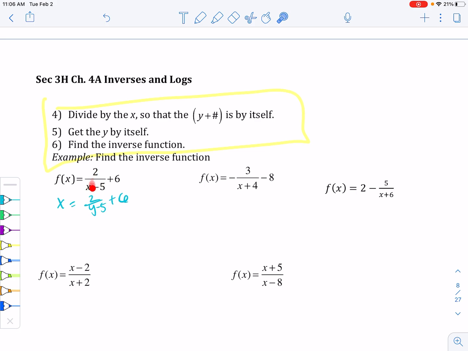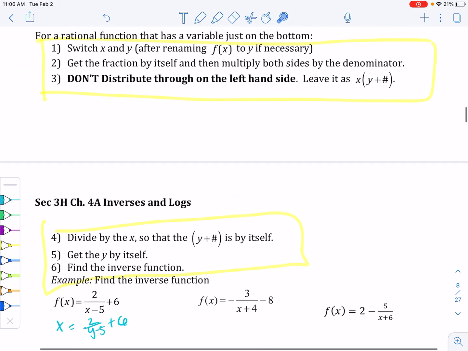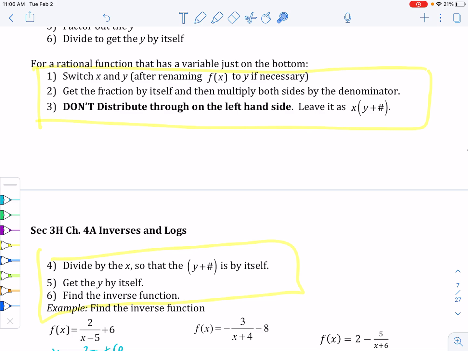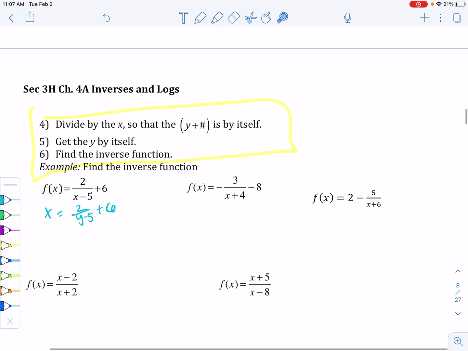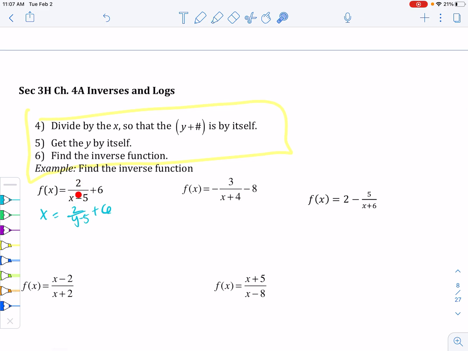So in this case, a rational is a fraction. So you want to get the fraction alone first. So you get that by itself. Okay? So to get the fraction by itself, I need to undo anything outside the fraction. Again, we're going to use the order of operations backwards. So I'm going to subtract 6 here. So we have x minus 6 equals 2 over y minus 5.